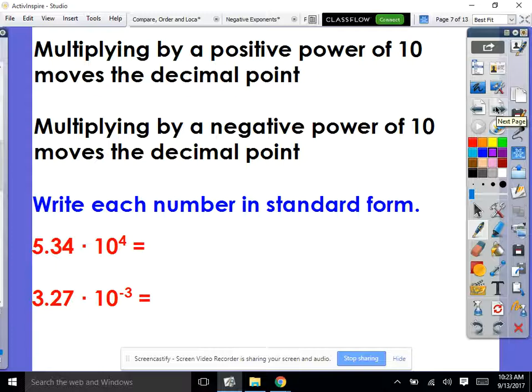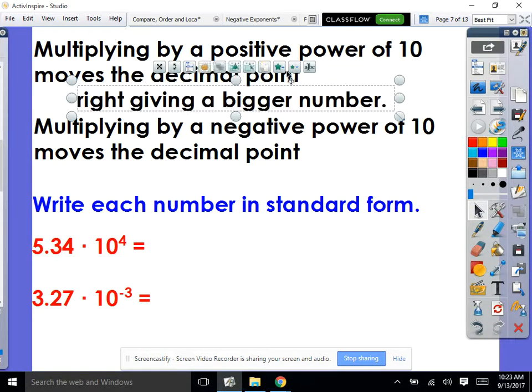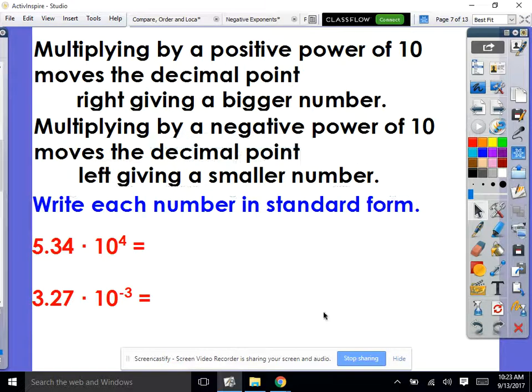Multiplying by a positive power of 10 moves the decimal place which way? Well, since the number is getting bigger, it moves the decimal place to the right. And multiplying by a negative power of 10 moves the decimal point left, which gives a smaller number. So multiplying by a negative power, think about negative exponents and how we got rid of the negative sign by using the reciprocal. So multiplying by a negative power is the same as dividing by that positive power.